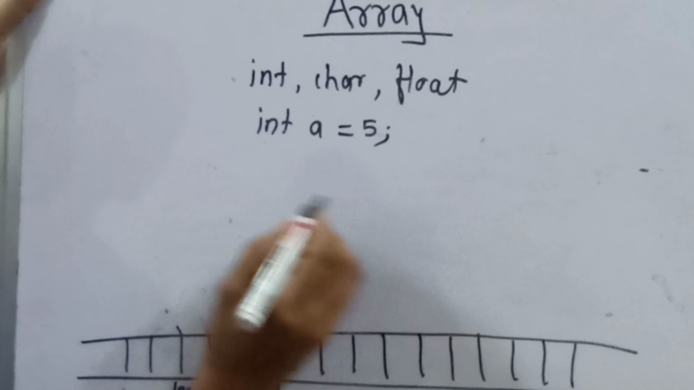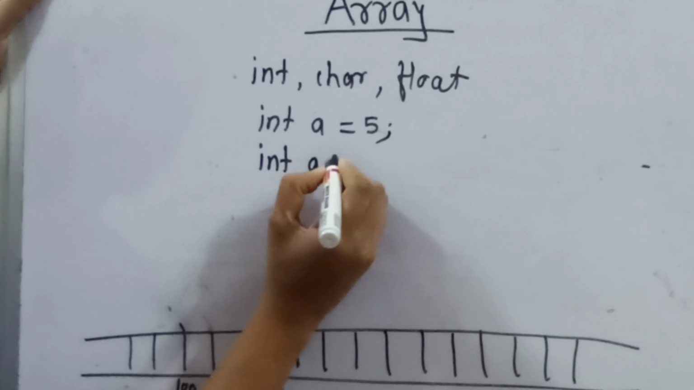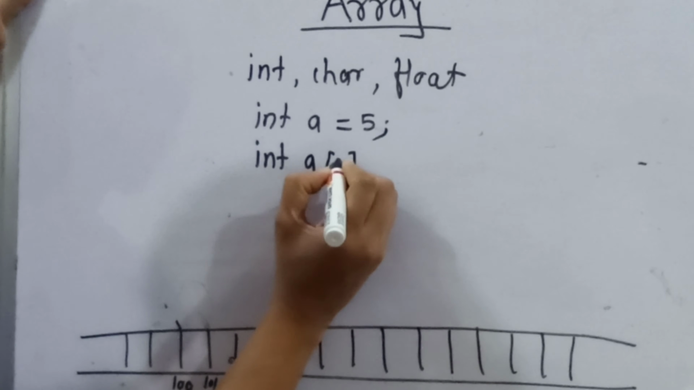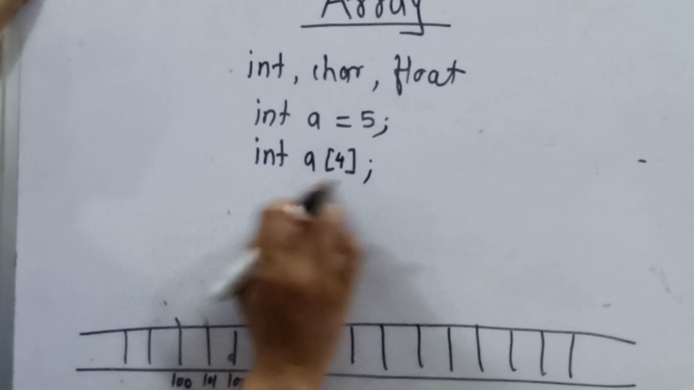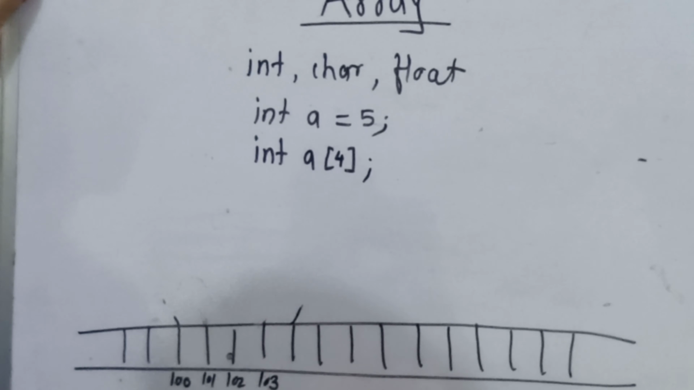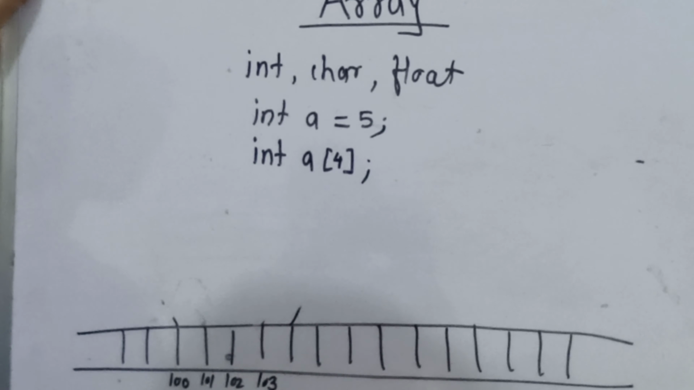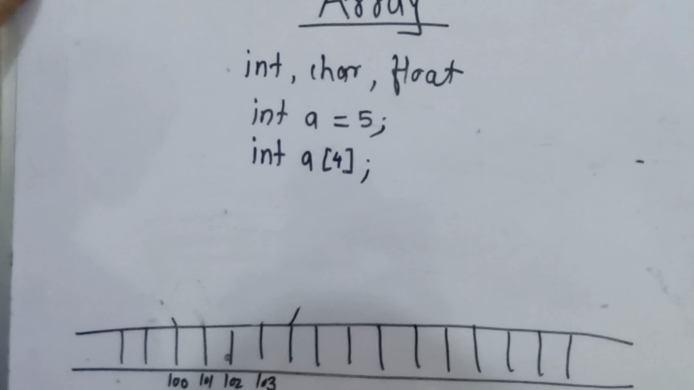Now, how do we declare the array? We declare it like integer a, and in square brackets we have to specify some size, like suppose I have specified 4. This is the C or C++ declaration I have taken here. The declaration of an array in Python may be different, and in Java it is different. So in this video we are going to see the C++ declaration.